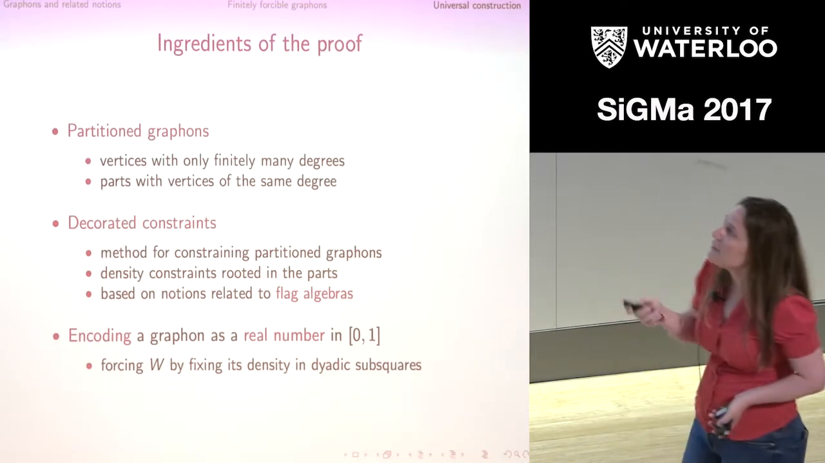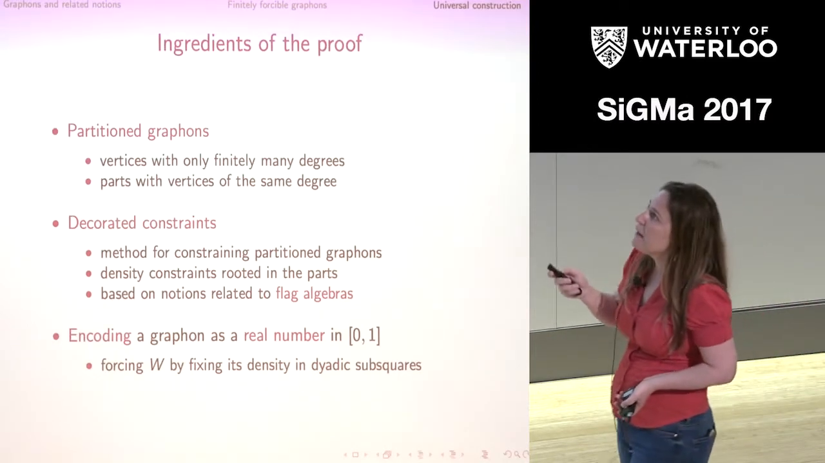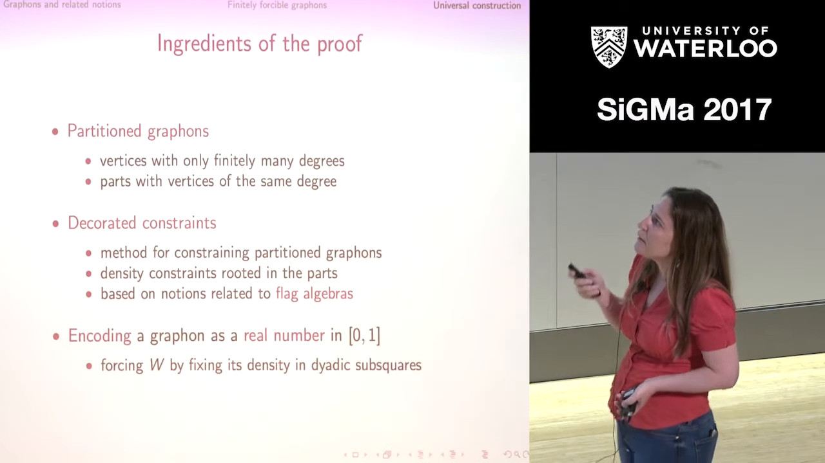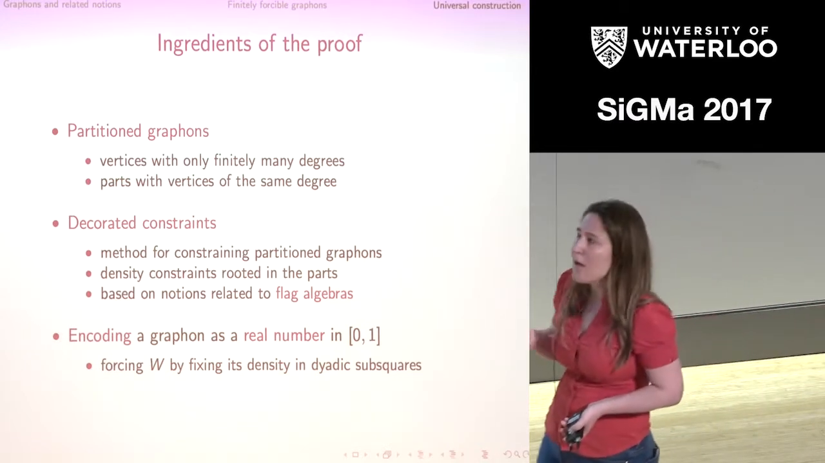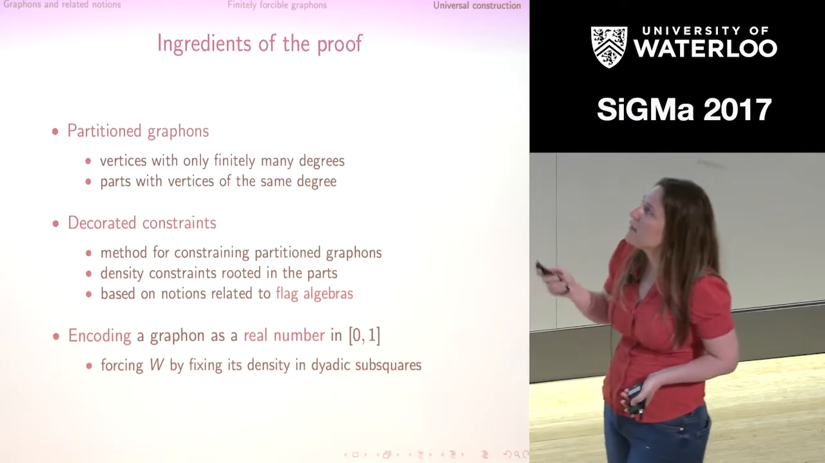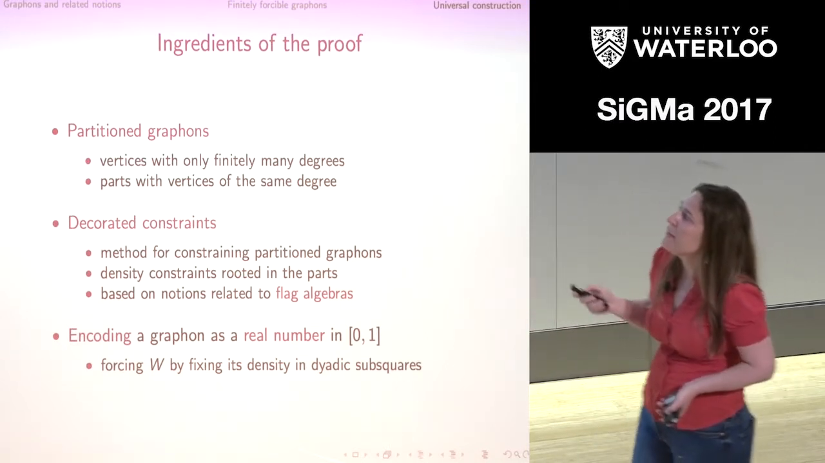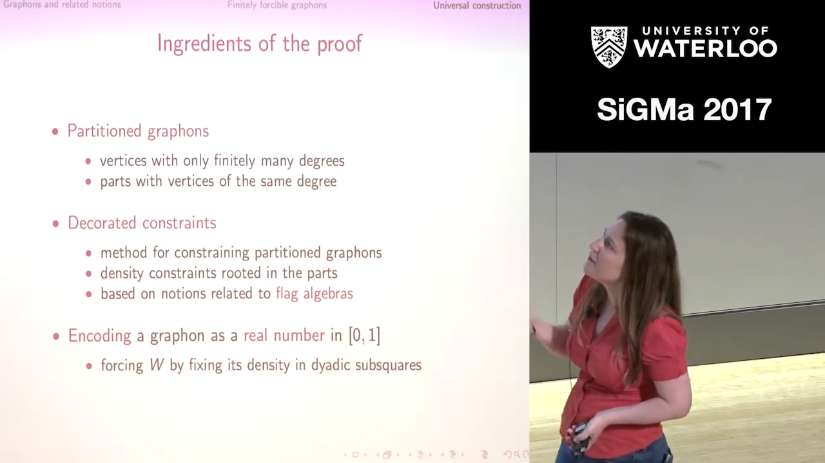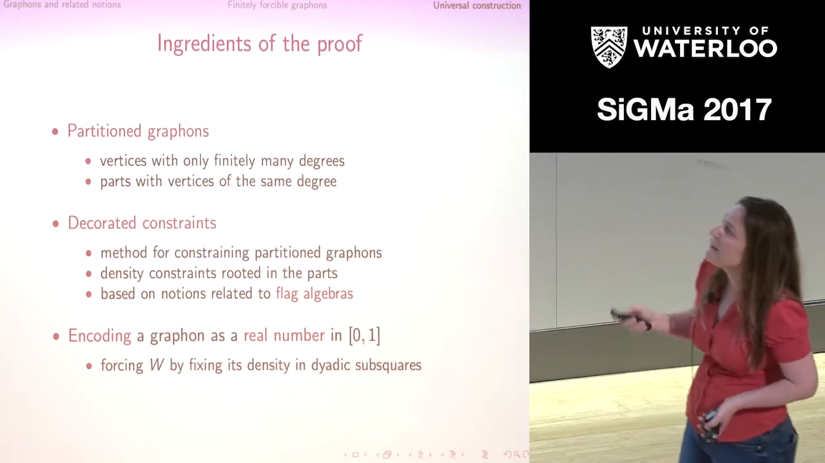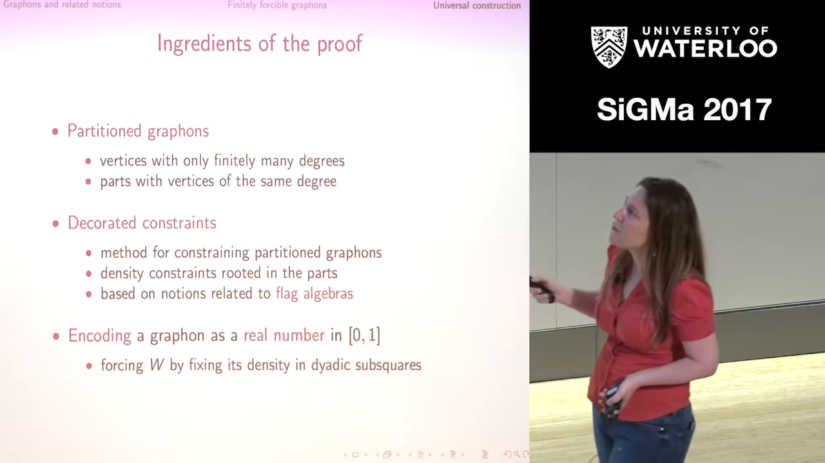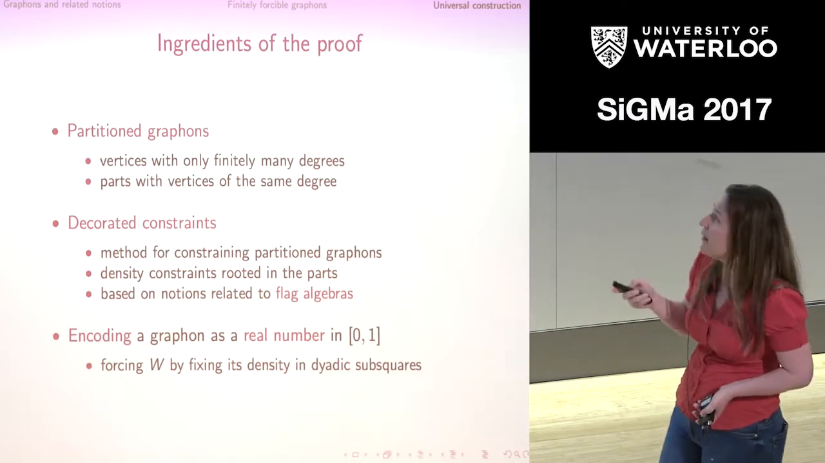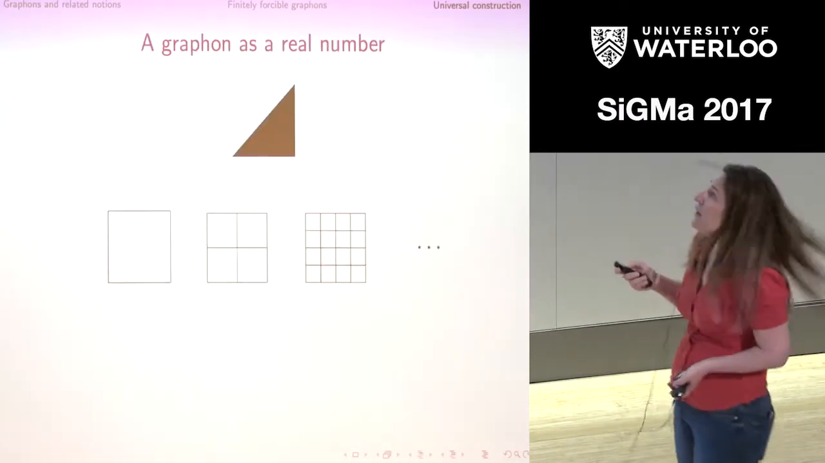The ingredients of the proof are basically partitioned graphomes. These two techniques were already developed in the previous two papers, and the main new idea is not only this. What I want to tell you today is how you can encode a graphome as a real number, and basically you can do this.